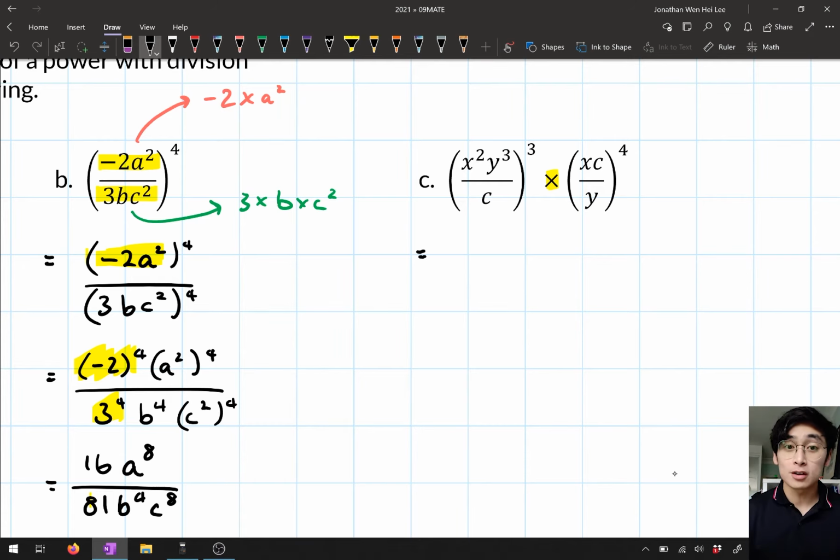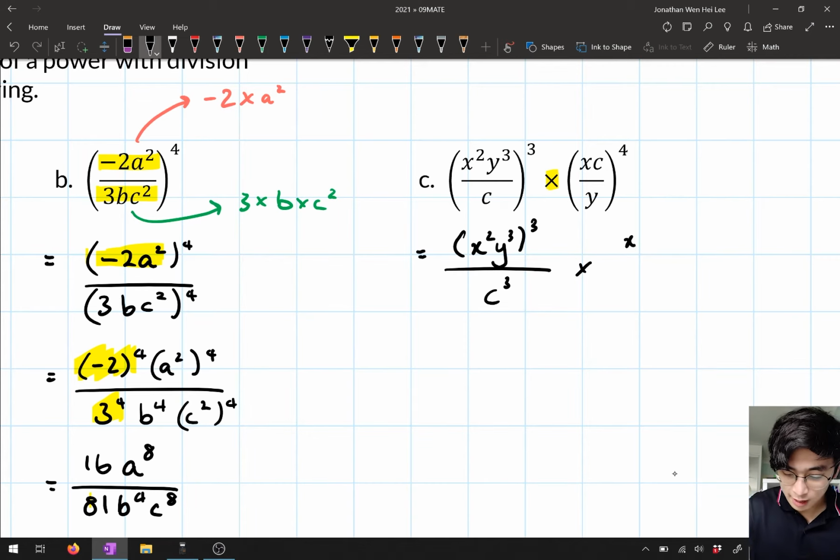So for example, this first fraction, we've got x squared y cubed over c to the power 3. So I'm going to raise the whole top, the numerator, to the power 3. So I've got (x squared y cubed) to the power 3 over c to the power 3. Okay, cool. I'm going to do the exact same thing with my second fraction, but instead of power 3, it's going to be power 4 this time. So it's (xc) to the power 4 over y to the power 4.